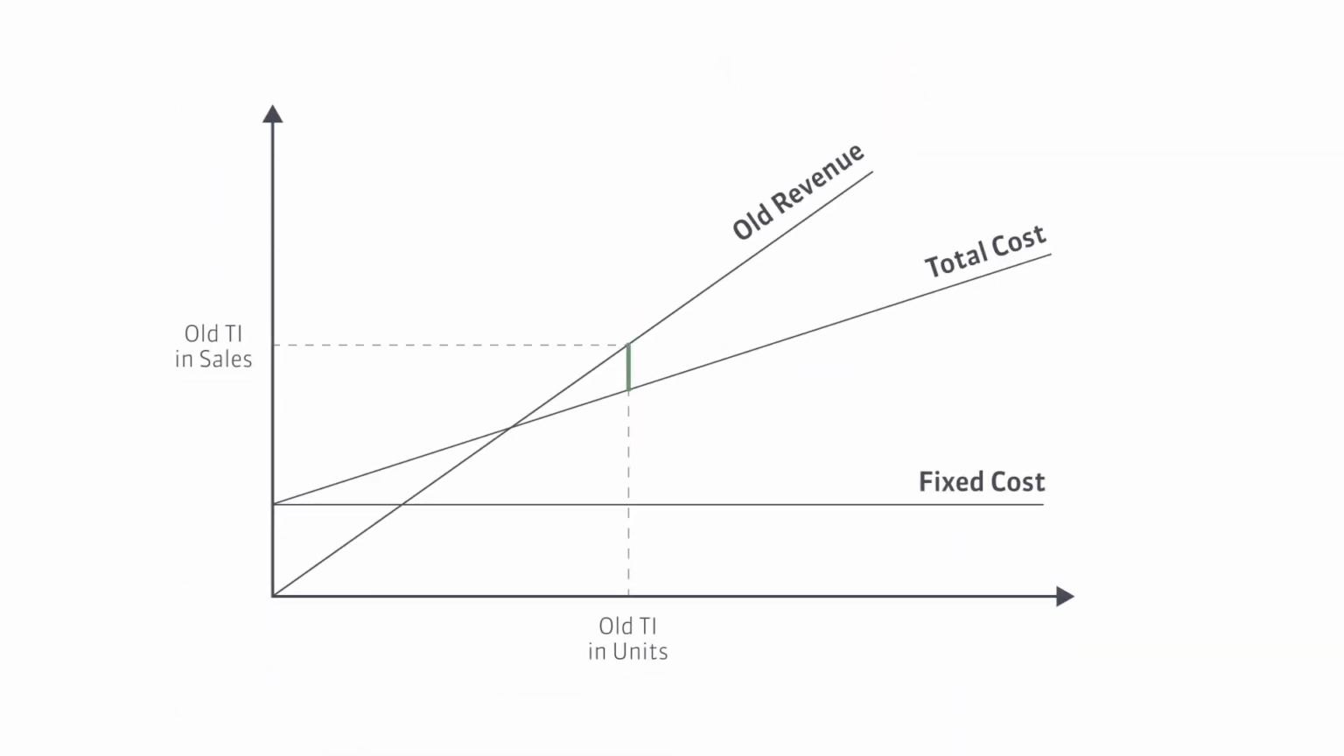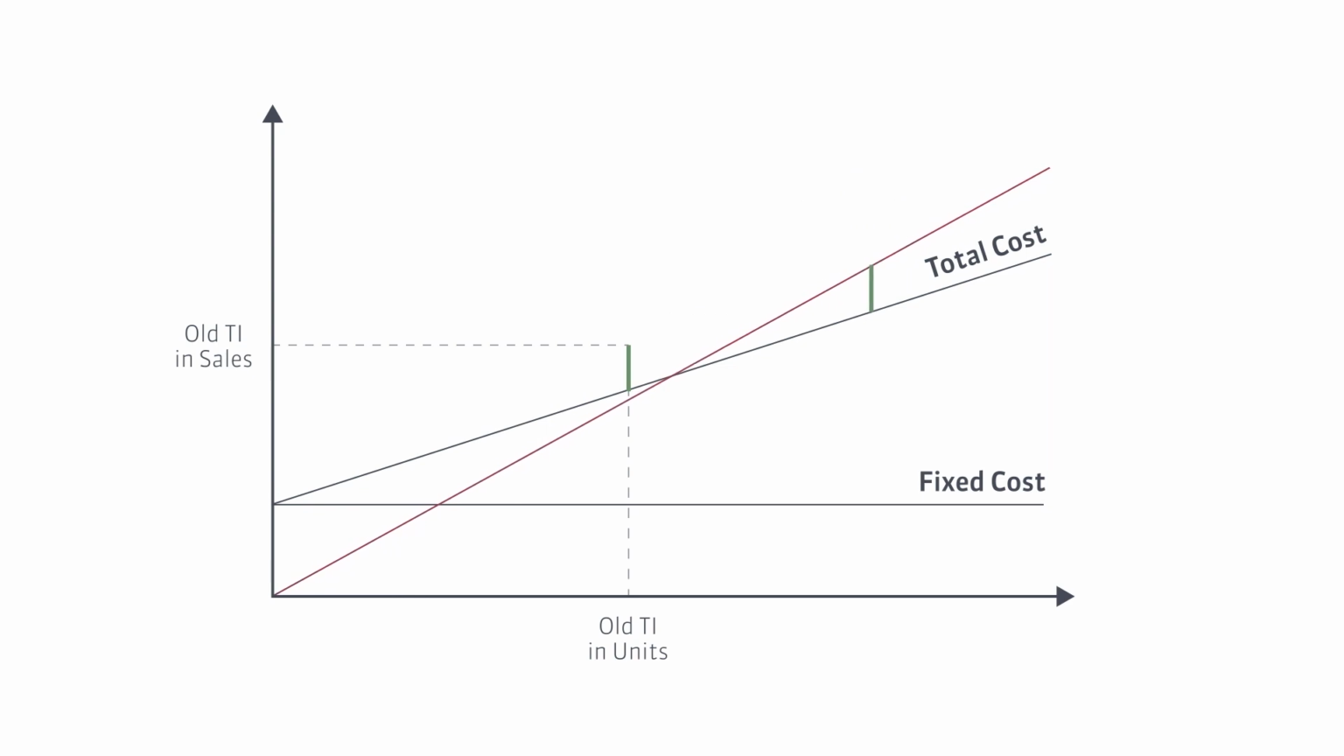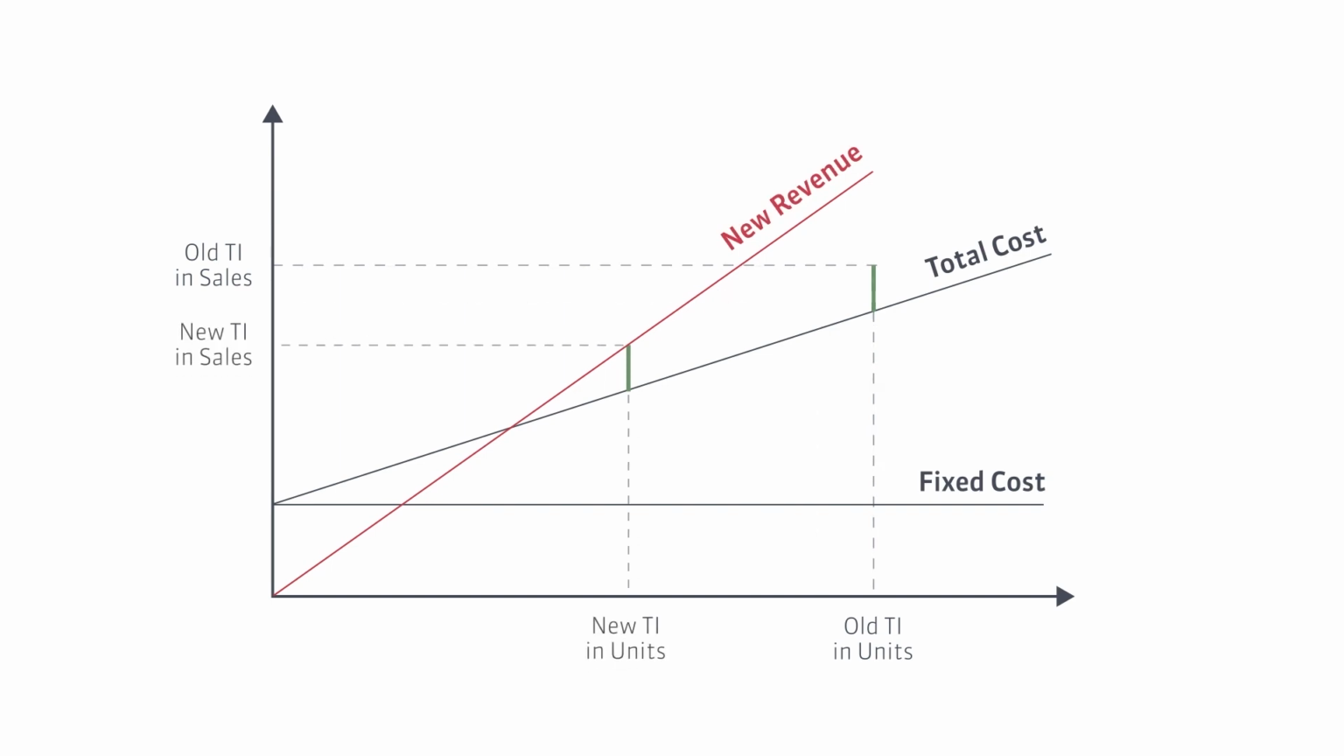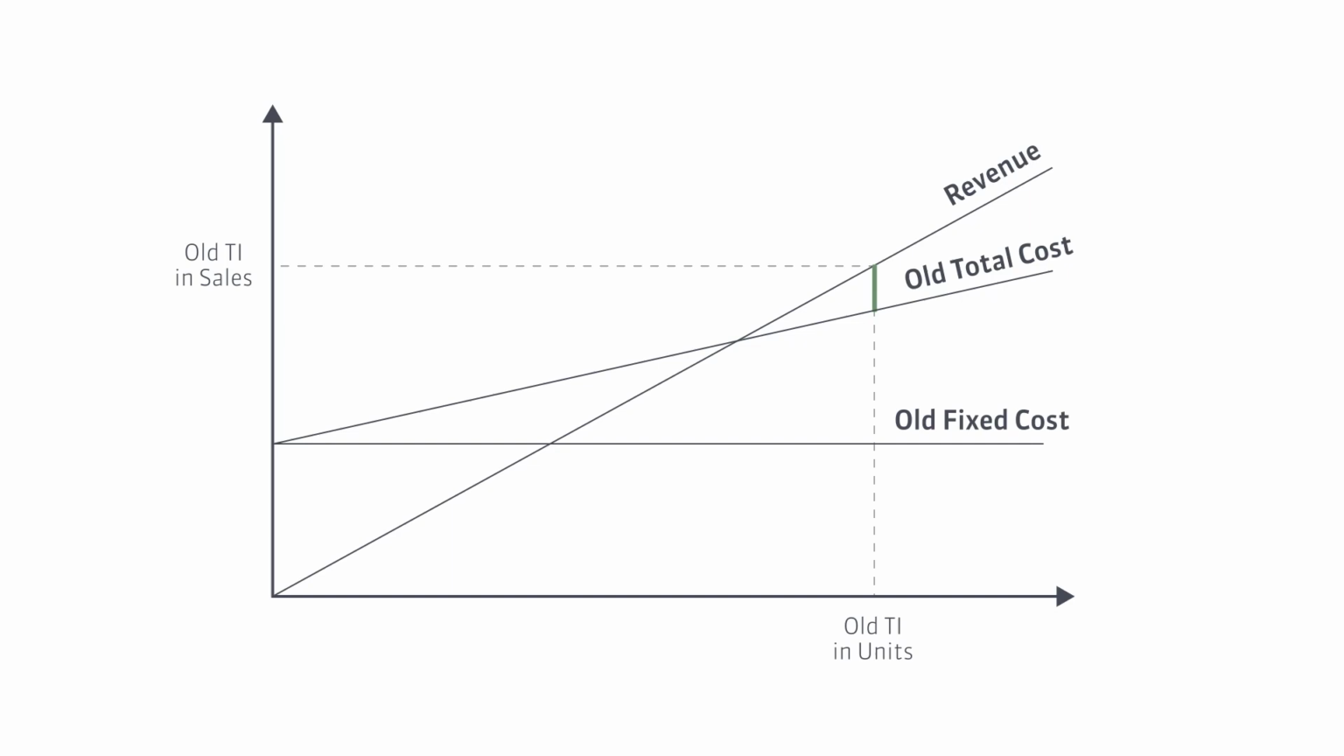Now, let's see how the lower price of the product will affect the target income. This time the target income has moved to the right. We will achieve it later because its value in units and in sales is greater than the value before the change. An increase in the unit price will make target income easier to achieve, which means that fewer units must be sold. Let's check how the change in fixed cost will affect target income.